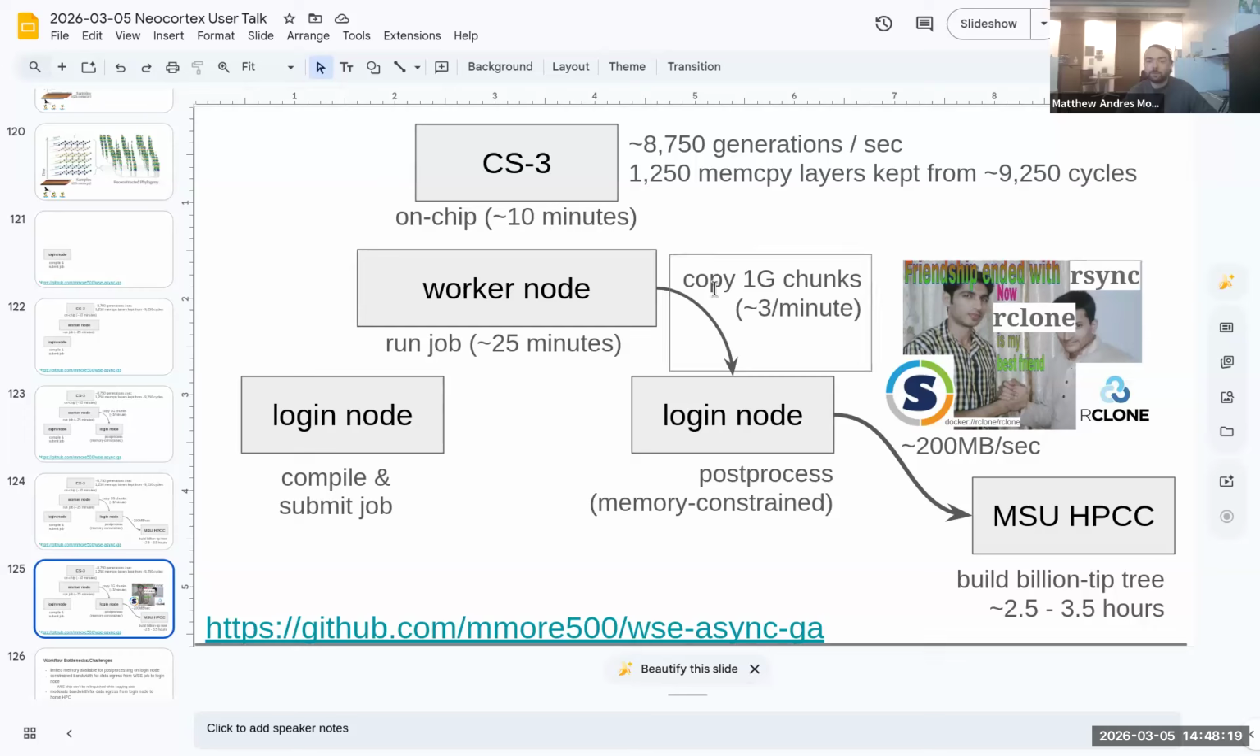And then the other thing to be aware of is currently needing to chunk up your data and stream it back in 1 GB increments from the worker.